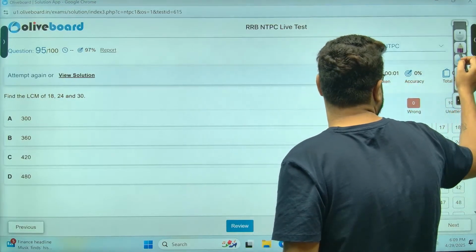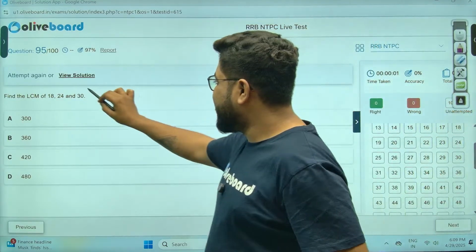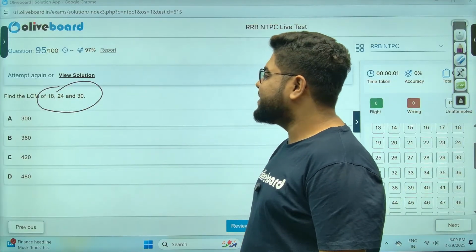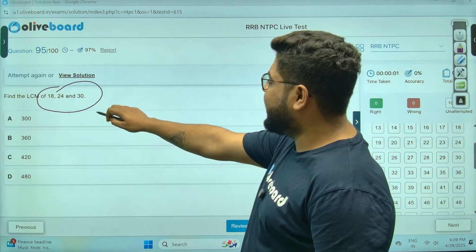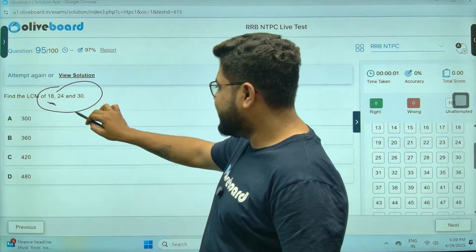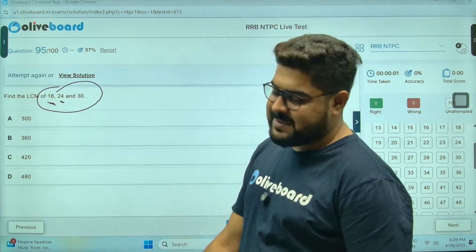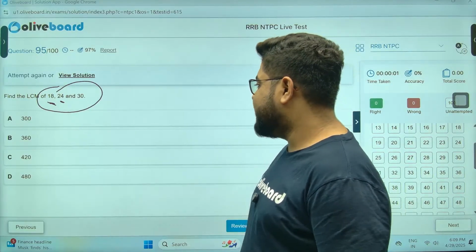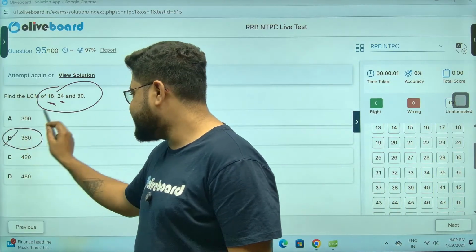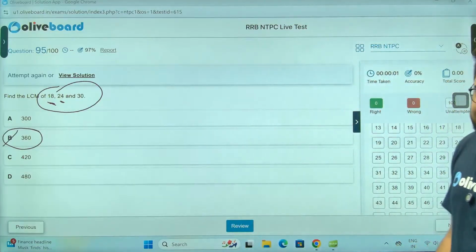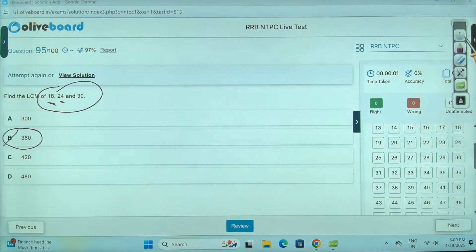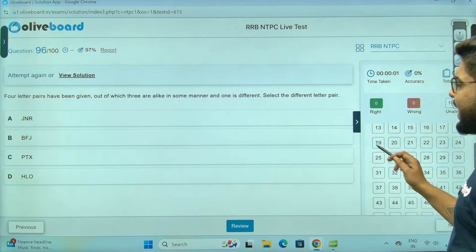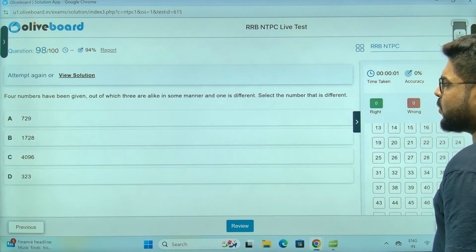This is not a question. You just check an answer. What will be the answer for this? Look, I need 9. 18 means 9, this means 8. 9 into 8, 72. And this means a 5. 72 into 5 means 360 is the answer. You don't need to do any mental calculation. You just check for the prime factors.